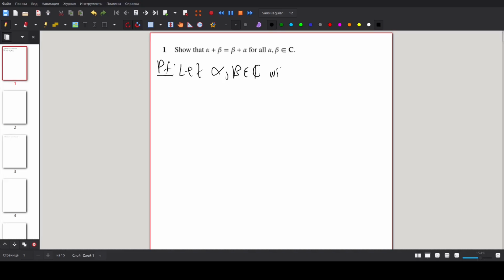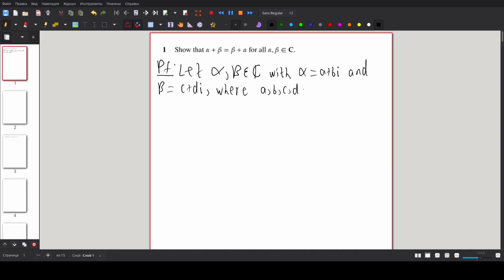Where alpha equals a plus bi, and beta equal to c plus di, where a, b, c, and d are real numbers. Fantastic.